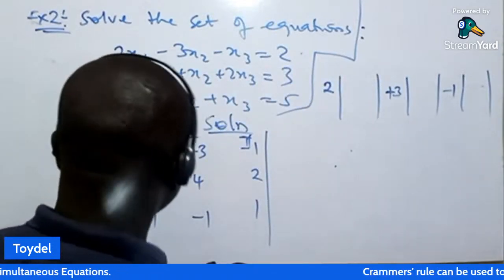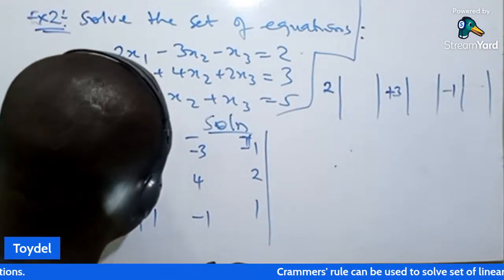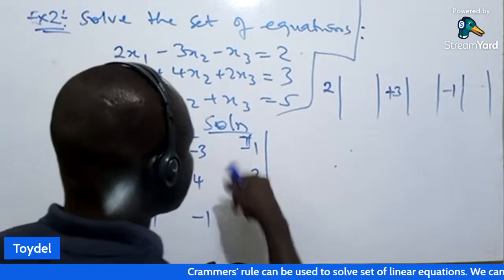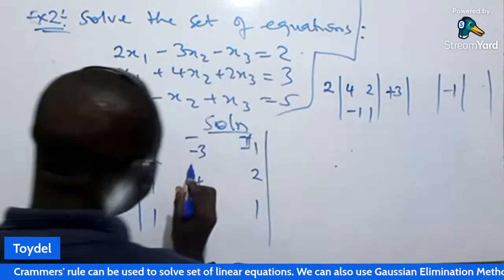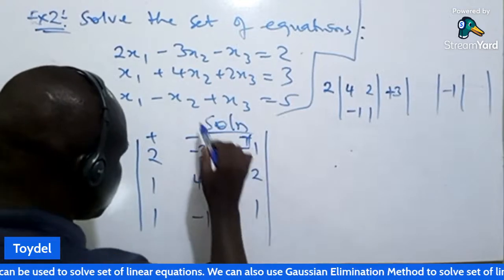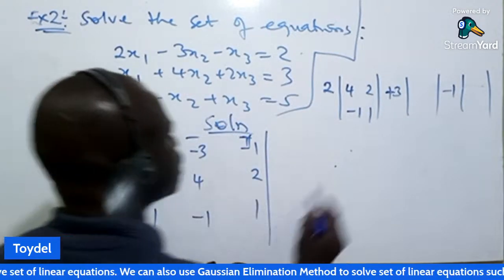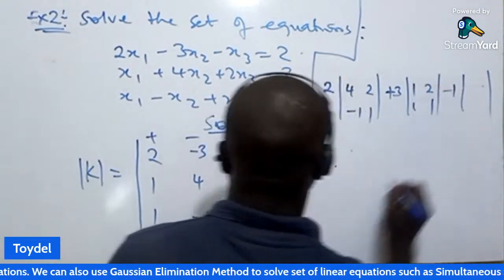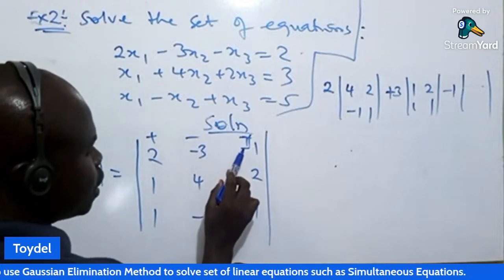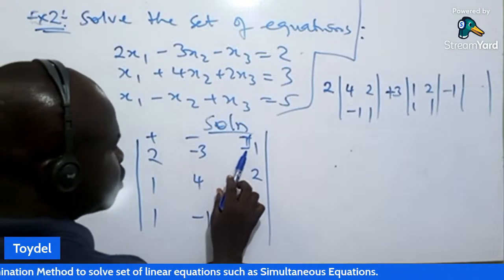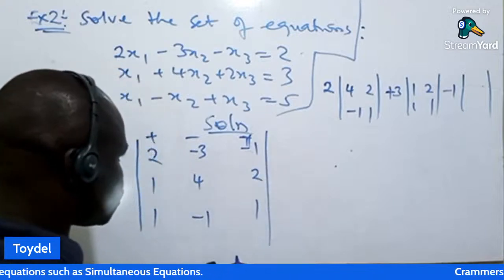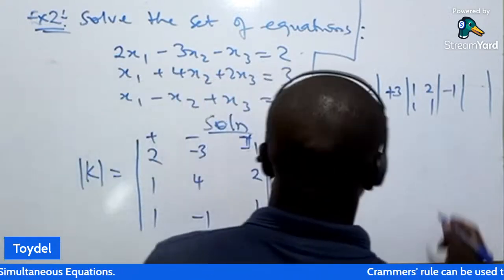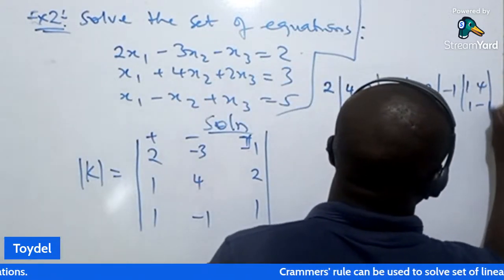So if I pick 2, first row and first column, what do I have left? I have 4, 2, -1, 1. If I pick -3, that's first row and second column, you're going to have 1, 2, 1, 1. Then I'll go ahead and pick the third column where I have -1. If I cover the first row and third column, I'm going to have 1, 4, 1, -1.